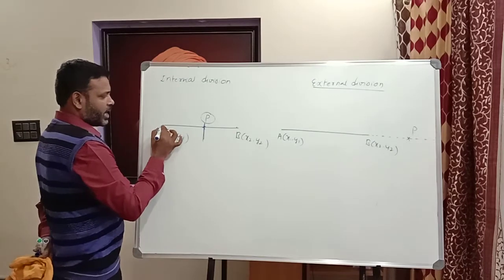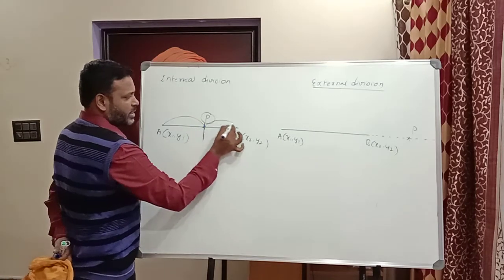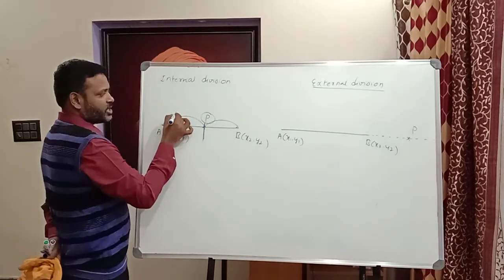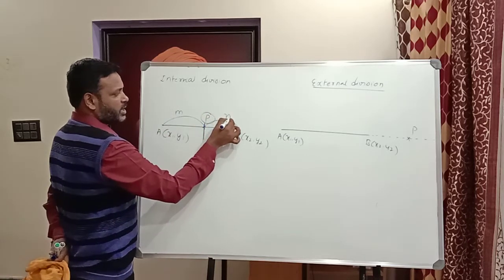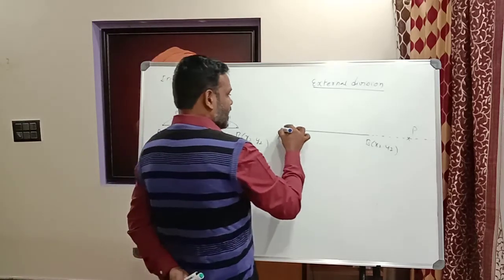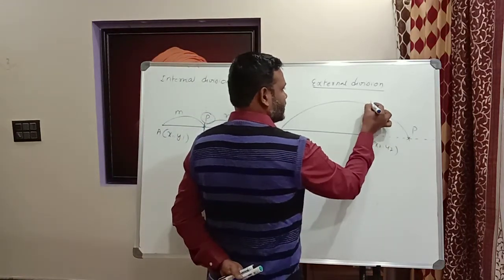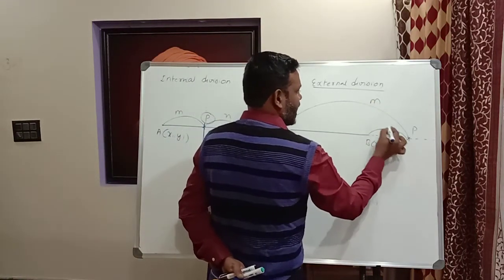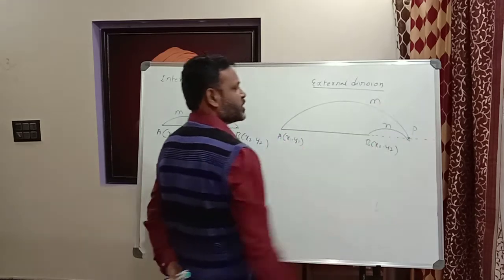That ratio is M and this is N. M is to N. For an external division, the ratio is taken like this. This is M and this is N. The ratio is taken as M is to N.